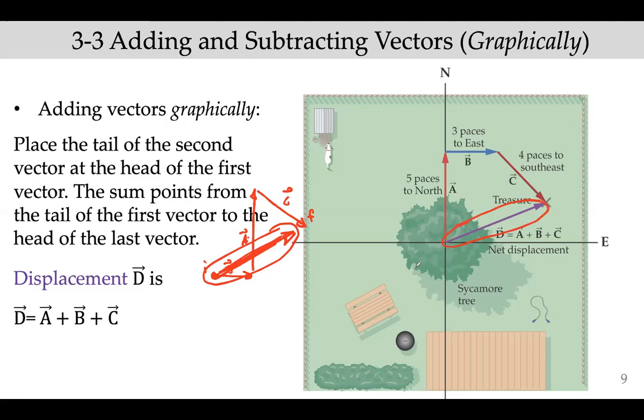So this exercise shows you that this order does not matter. So you can do the summation in any order. The only rule that you have to use is you have to place them head to tail, and then draw the final vector from the initial point to the final point.